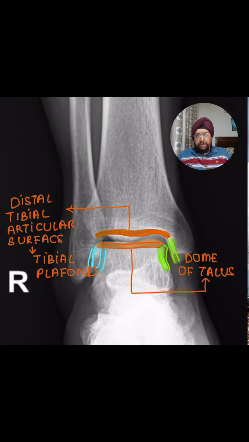There are a total of 6 articular surfaces. The distal tibial articular surface is given a special name. We call it the tibial plafond. It articulates with the dome of the talus. Then we have the medial surface of the dome of the talus, and the lateral surface of the dome of the talus. They articulate with the inner surfaces of the medial malleolus and lateral malleolus, respectively.